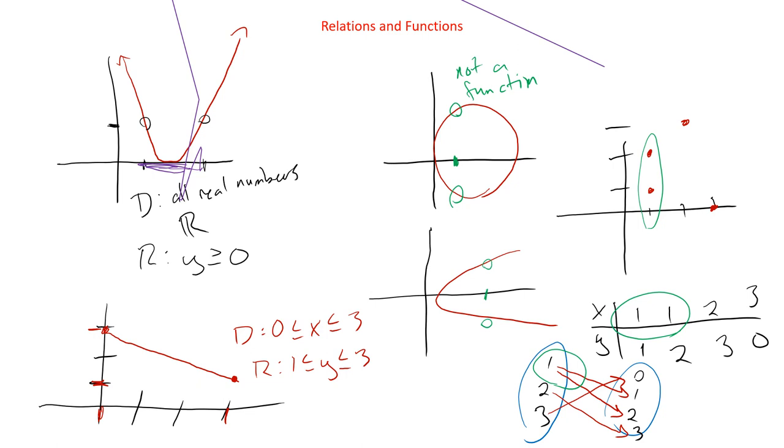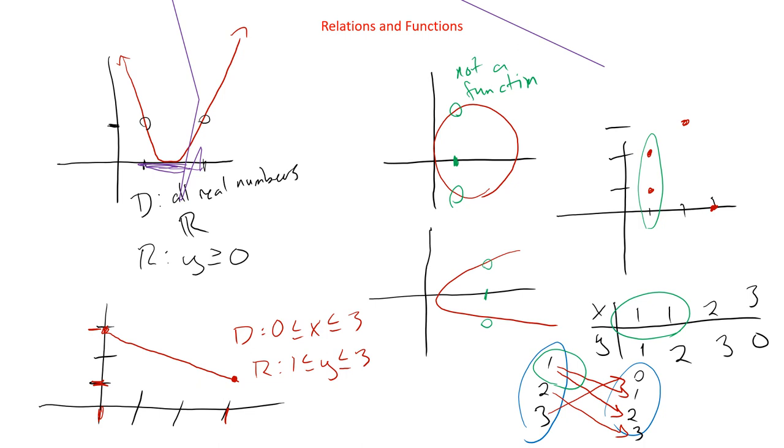It can still have a domain and range. The domain is 1, 2, 3. The range is 0, 1, 2, 3. So it can still have all that stuff. It's just not a function. And so that's one of the big things that you're looking at today: is it a function? Is it not a function?